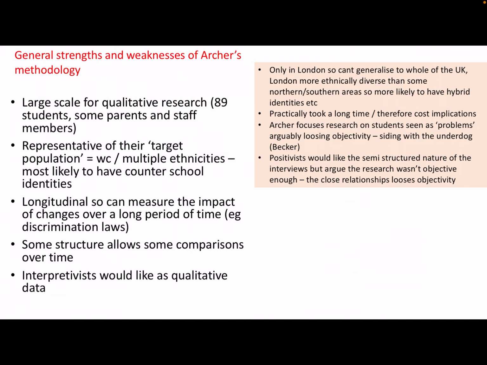In terms of weaknesses, her research was only done in London, so you can't generalise to the whole of the UK. London is more ethnically diverse than some northern and southern areas, so much more likely to have hybrid identities. There are lots of different issues in London around the mixing of communities that are very well mixed, and lots of hostilities between the different communities, for example. You might be able to apply her research to places like Liverpool, Manchester and Birmingham, that are diverse, but perhaps less so to areas like Eastbourne or Hastings, which are a lot more ethnically homogenous.